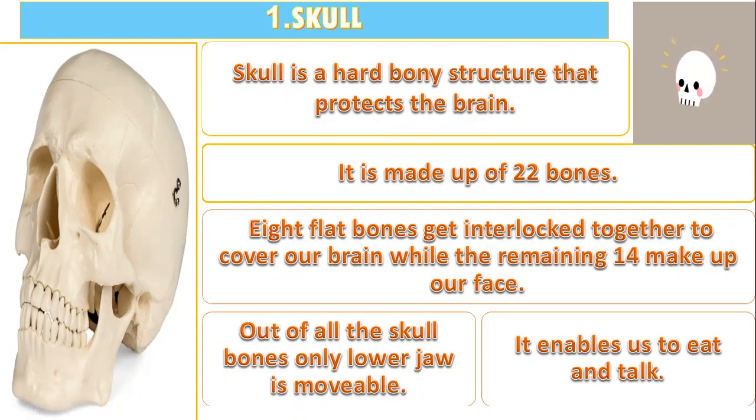First one, skull. Skull is a hard bony structure that protects the brain. It is made up of 22 bones. As you can see in this figure, the upper portion of the skull is made up of 8 flat bones which are interlocked together, and it covers our brain, while the remaining 14 bones make our face bones. Now, out of the skull bones, only the lower jaw, your chin region, is movable, which helps us to eat and talk.